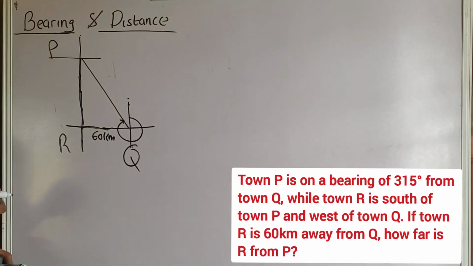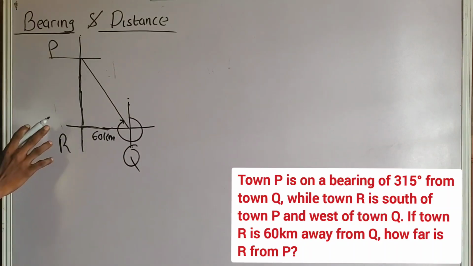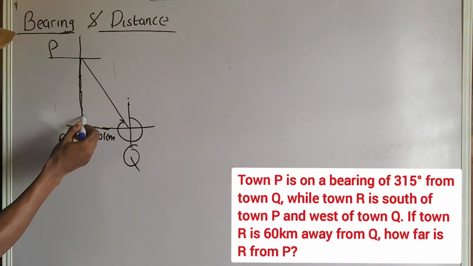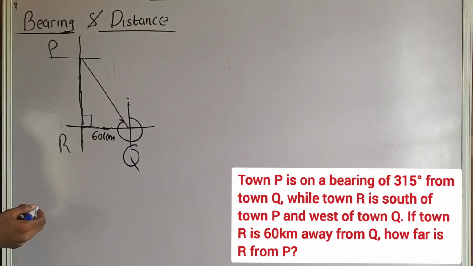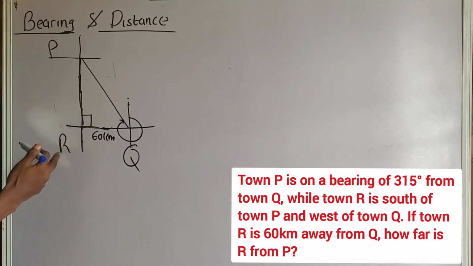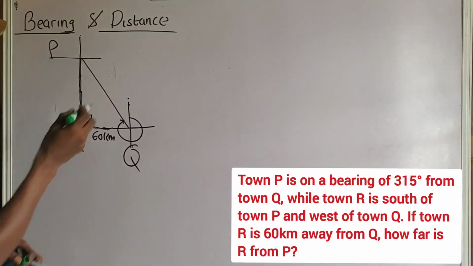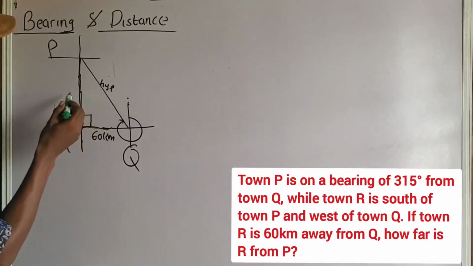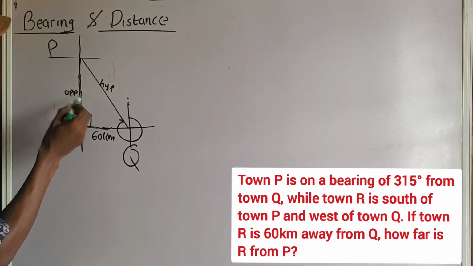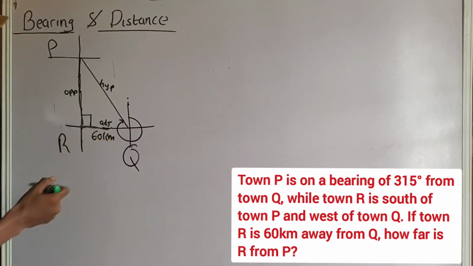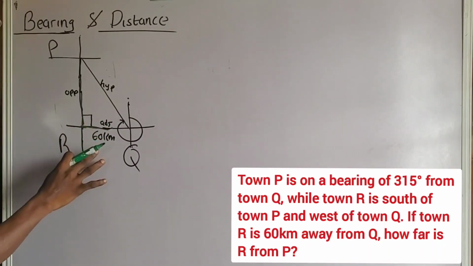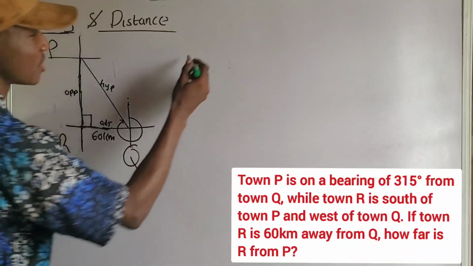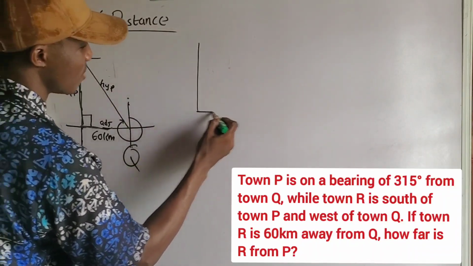Now listen to me carefully. We have already interpreted the diagram. This angle that you see here is what? 90 degrees. What kind of triangle are we going to have? We are having a right angle triangle, right? So this is the hypotenuse. This is the opposite. And this is the adjacent. We are looking for the opposite. We've been given the adjacent. Let me bring out the triangle.